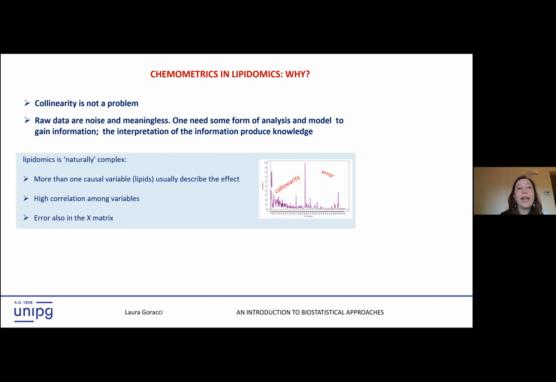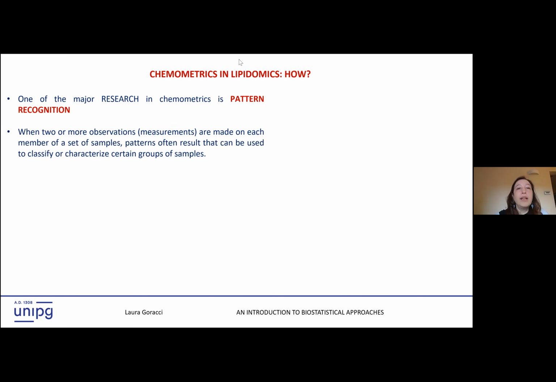And so now I would like to tell you a little bit more on how chemometrics works. The main research in chemometrics is what we call pattern recognition. I would like to spend some time on that because maybe not all of you are trained in what pattern recognition is. Pattern recognition is when, for example, you have 2 or more observations that are made on each member of a set of samples, and there are patterns that can result, that can be used to classify or characterize the groups of samples.